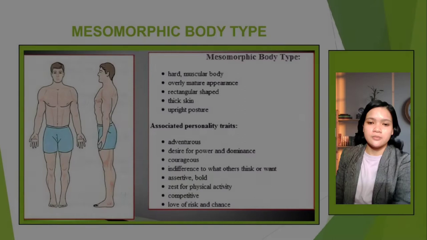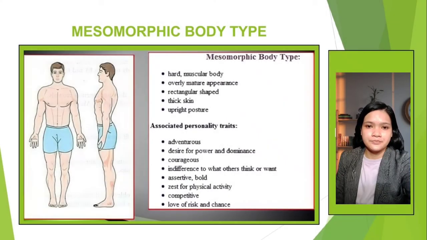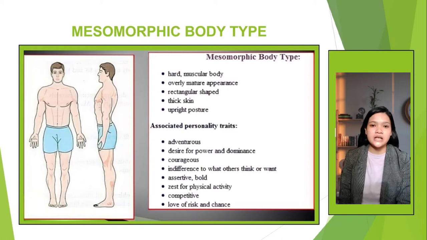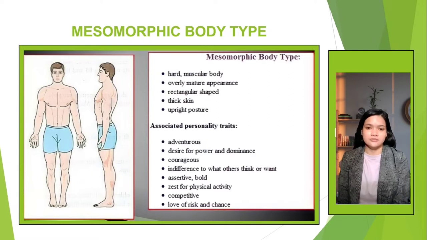And for the mesomorphic body type, or ito naman yung muscle. These have a hard muscular body type, overly mature appearance, rectangular shape, thick skin, and upright posture. At ang karaniwang personalidad ng mga taong ito ay adventurous, desire for power and dominance, courageous, indifference to what others think or want, assertive, bold, zest for physical activity, competitive, and love of risk and chance.